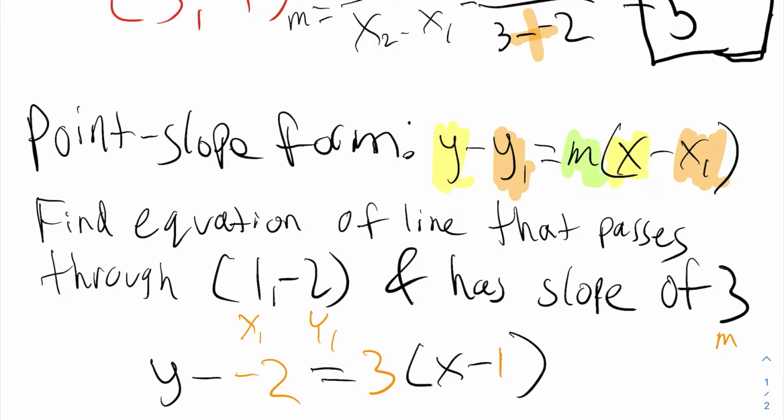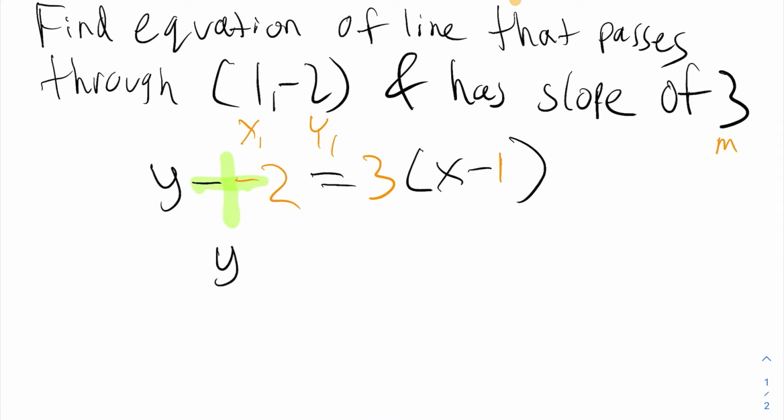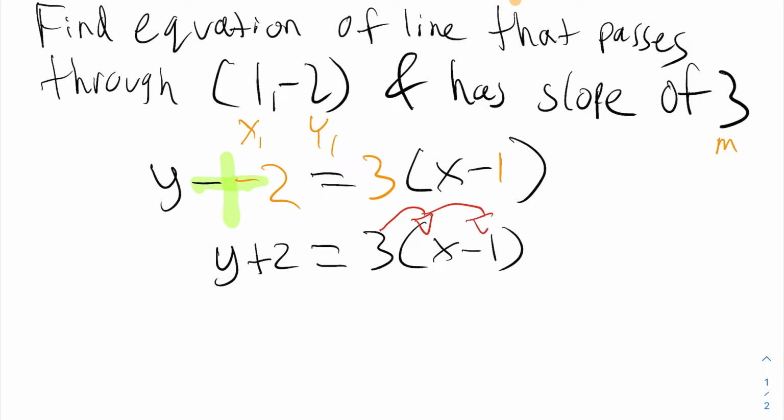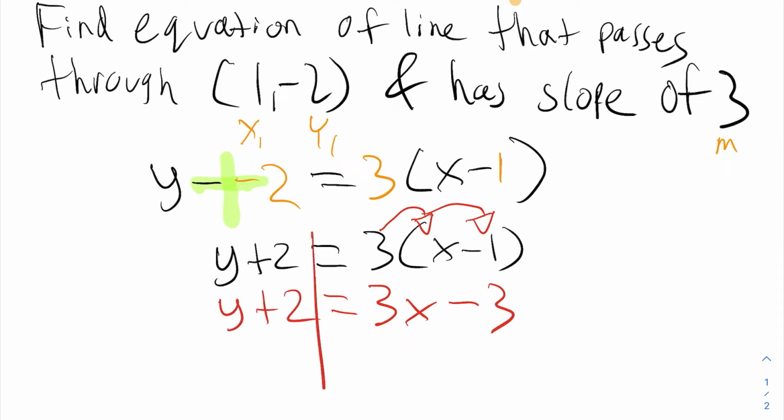Now, I can simplify some of this. We kind of touched on it earlier, but when I subtract a negative number, they cancel out and turn into an addition sign. So let's rewrite this as y plus 2 equals 3x subtract 1. Now, I want you to remember the distributive property, where this 3 has to be distributed and multiplied into each term. So I still have y plus 2 on the left side.